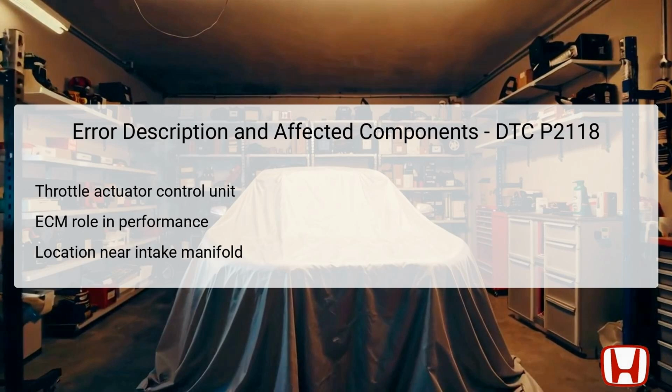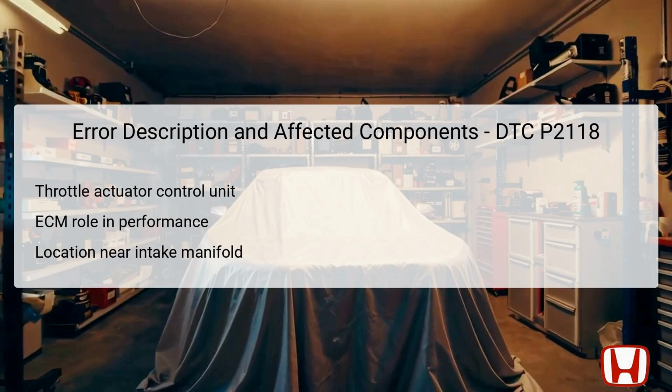The throttle actuator is located near the engine's intake manifold, allowing it to effectively control the airflow into the engine. The performance of this actuator is monitored by the ECM, which can detect real-time adjustments and adapt to driving conditions. If the ECM identifies inconsistencies in the actuator's performance, it triggers the P2118 code to provide a warning that requires further diagnostic scrutiny.